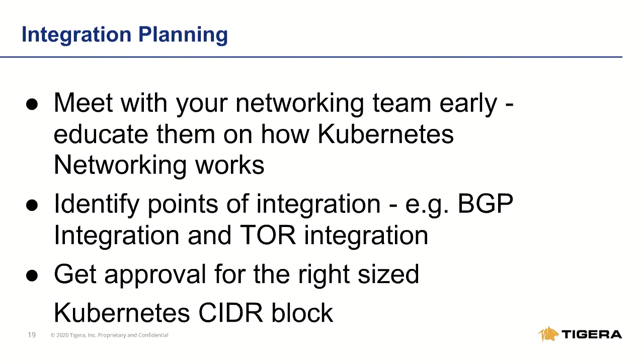And to really reduce all those headwinds, what you can do is up front do some integration planning. So meet with your networking team early. Get them educated on how Kubernetes networking works and what you're going to need, and then work with the team to identify how you will integrate with the network. Are you going to use something like BGP integration with the network, BGP peering? Do you need to integrate with top-of-rack switches?